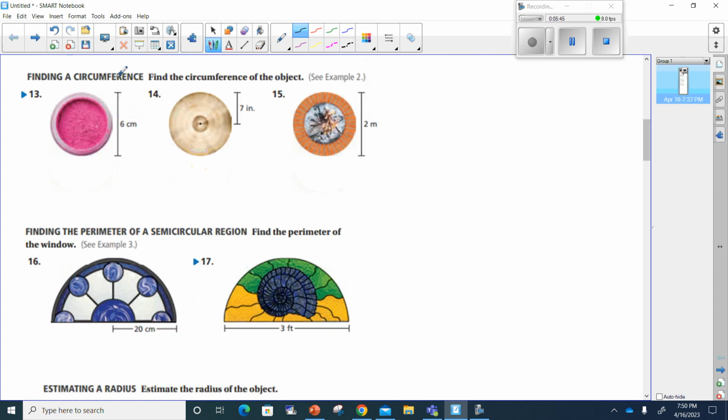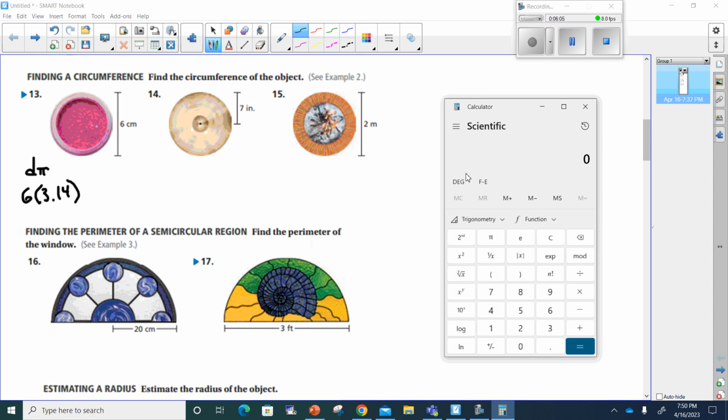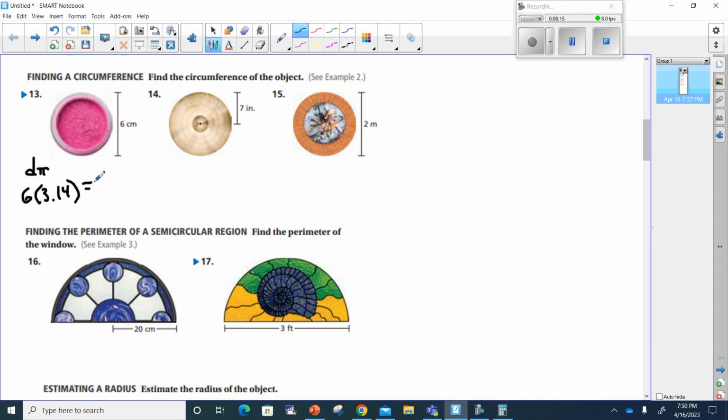It says, find the circumference of the object. They gave us a diameter, and the formula is diameter times pi, which means we're going to take 6 and multiply it by 3.14. All right, so I'm going to use my calculator here just to quicken up some of my math. When I take 3.14, multiply it by 6, I get 18.84. So this answer has to be 18.84 centimeters.